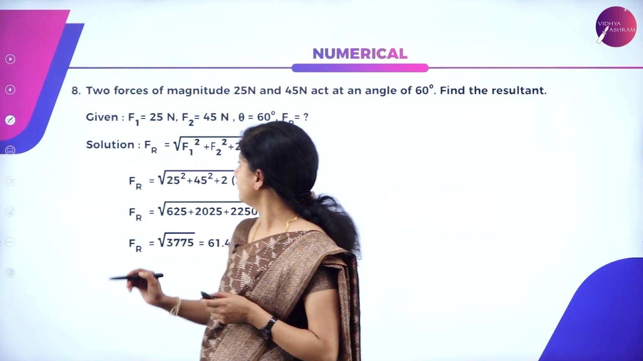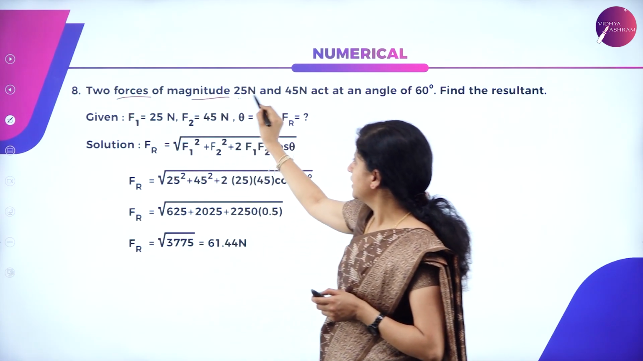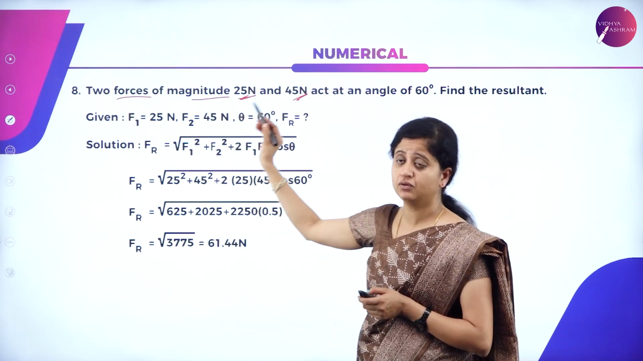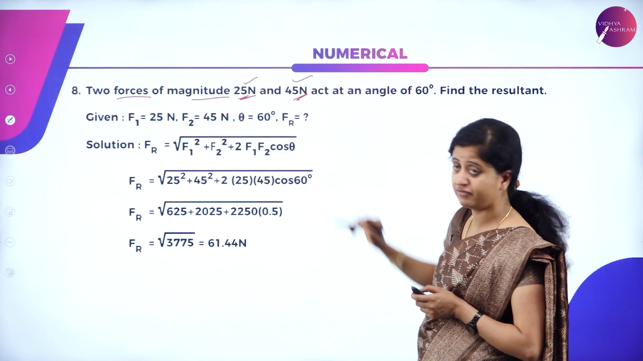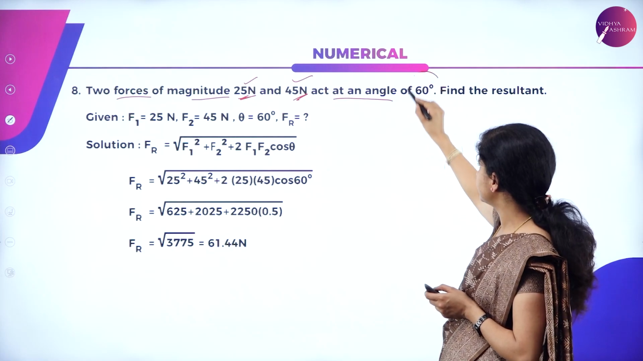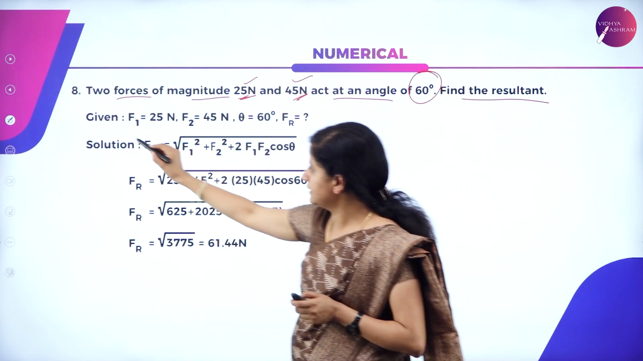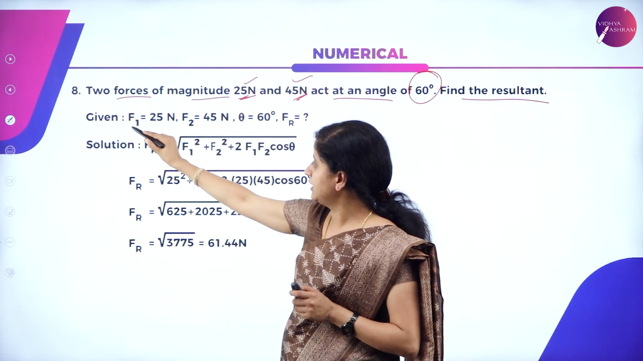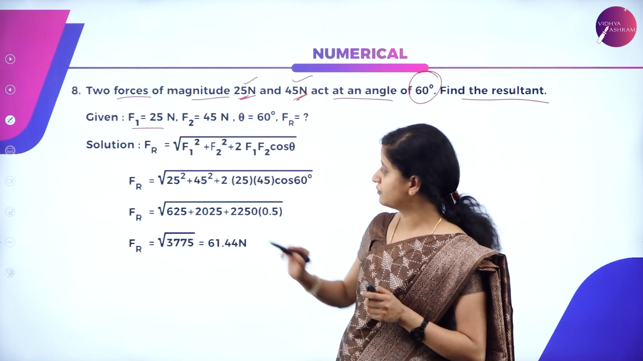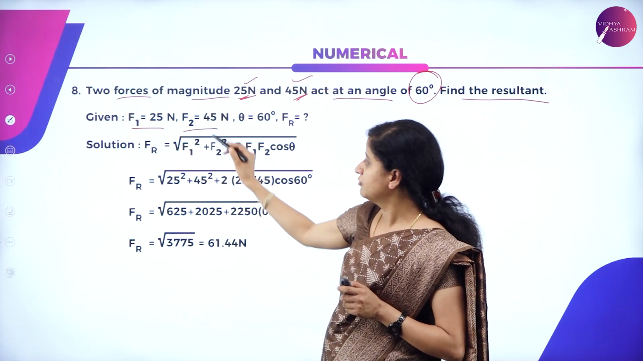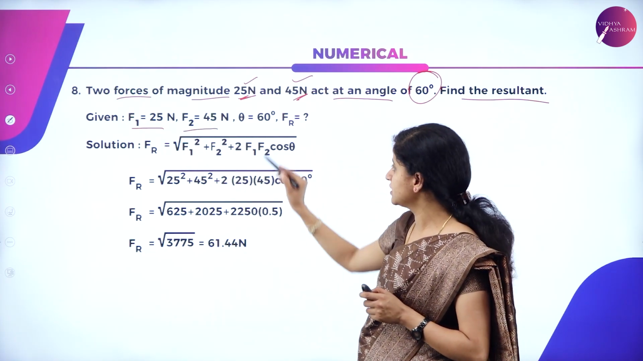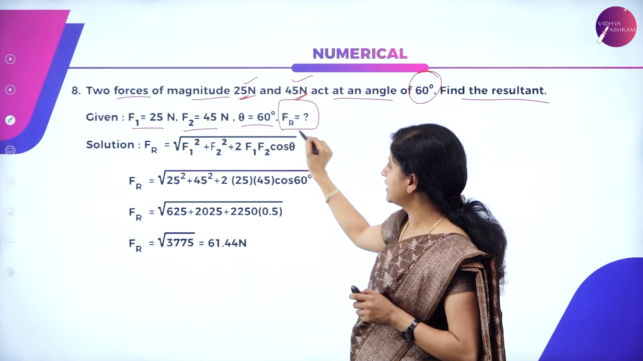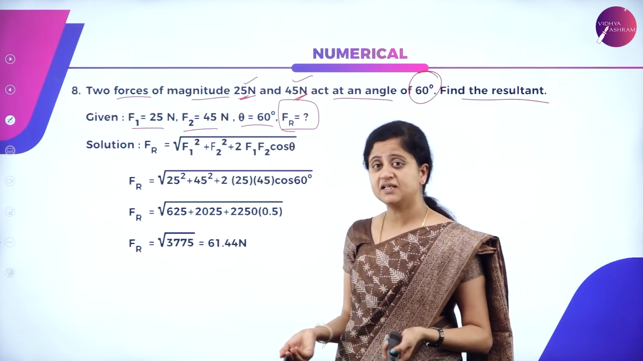So next we have two forces of magnitude 25 Newton and 45 Newton. These are the two forces given whose magnitudes are 25 Newton and 45 Newton, acting at an angle of 60 degree. Find the resultant. We have to find the resultant of these two forces. So here F1, that is force 1, is given by 25 Newton, force 2 is given by 45 Newton. The angle between them is given by 60 degree. We have to find the resultant force. How to find the resultant force?